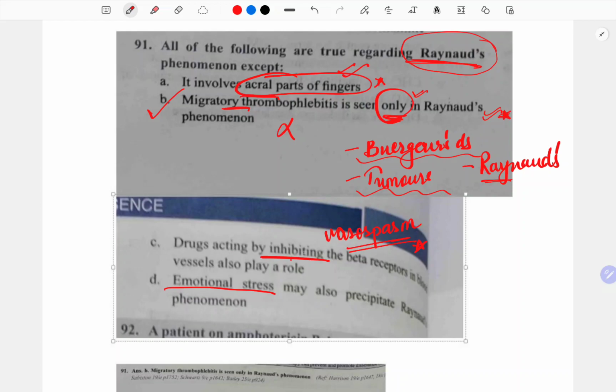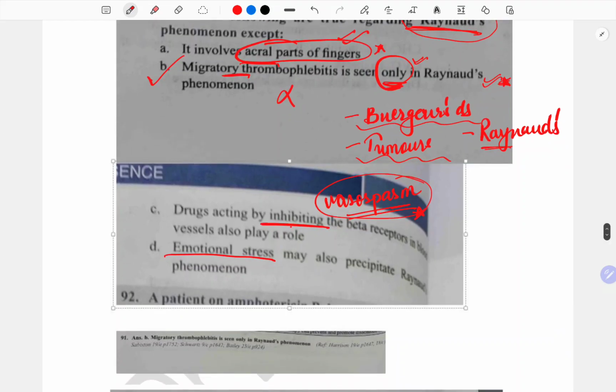Third, drugs acting by inhibiting the beta blockers in the blood vessels also play a role. This is a right statement because that will cause vasospasm and Raynaud's phenomenon can occur, specifically beta 2 blockers are used. Fourth is emotional stress can precipitate Raynaud's. Yes, emotional stress and cold can precipitate Raynaud's phenomenon.